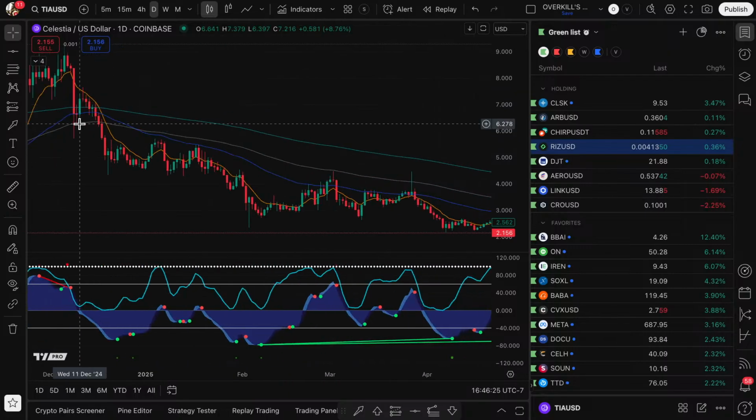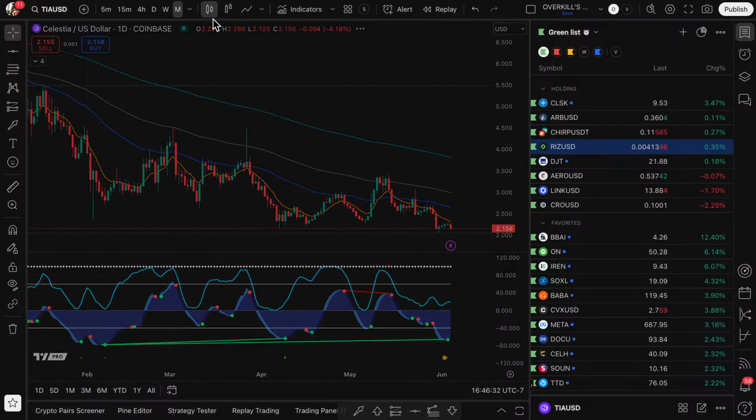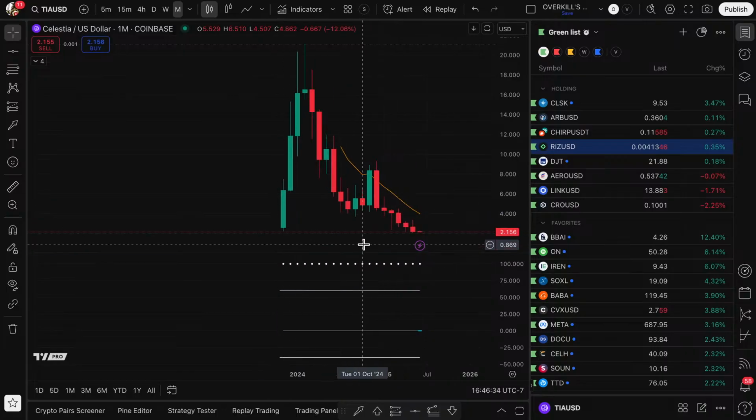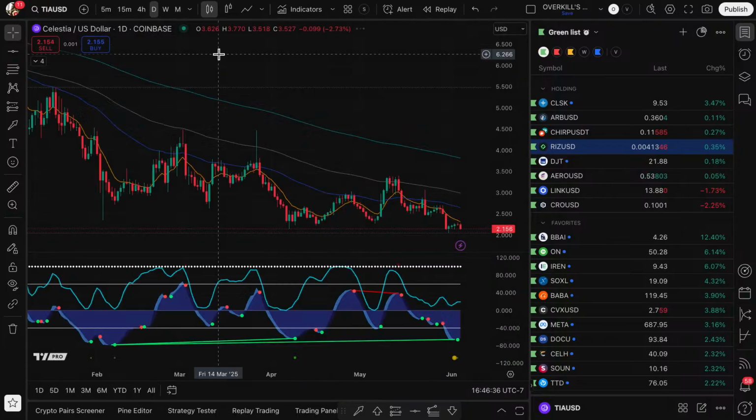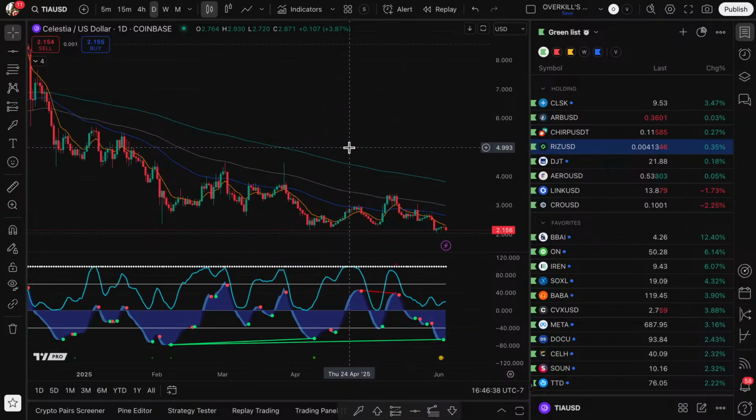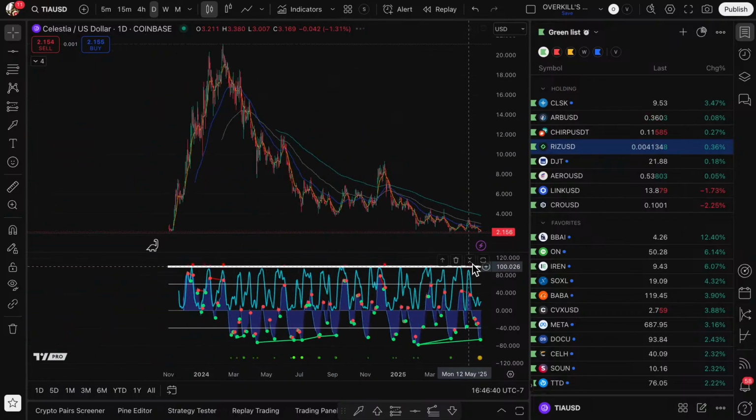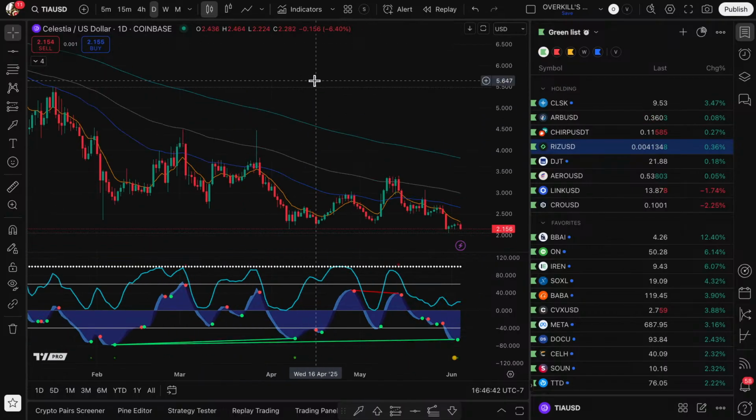But the pullback failed right here. It failed when it broke down below $6, and now it's back in a downtrend. So it is back at the beginning price of it, but this thing just lacks buyers. It absolutely lacks buyers. I do not like it. I do not like it one bit.